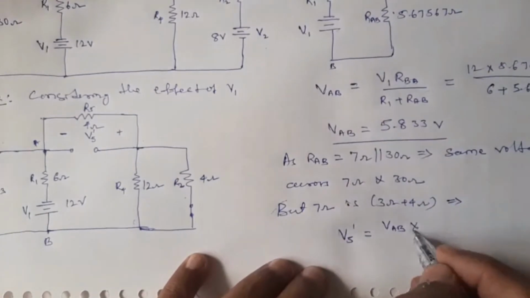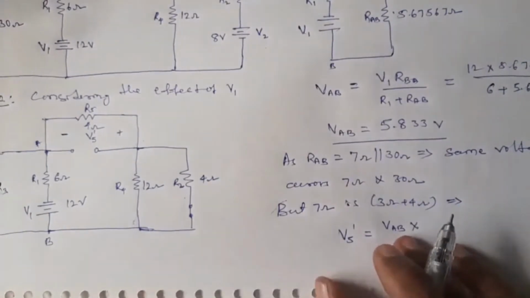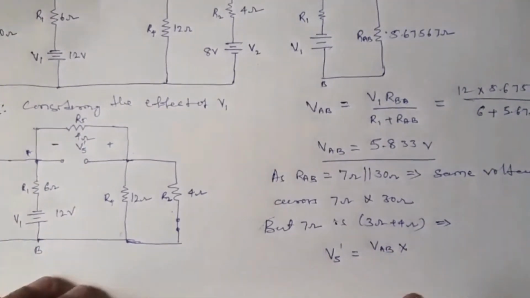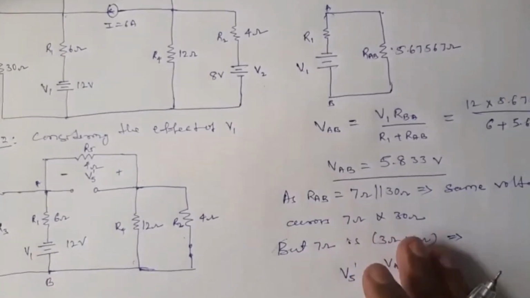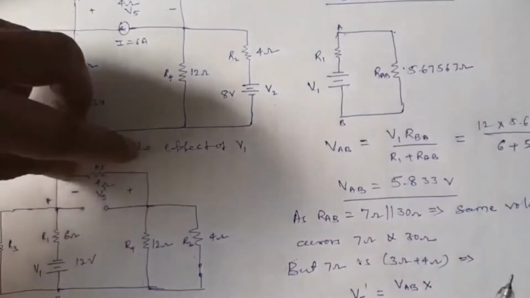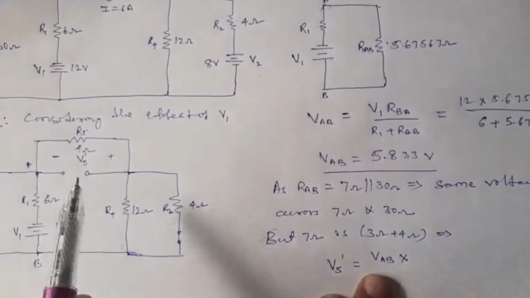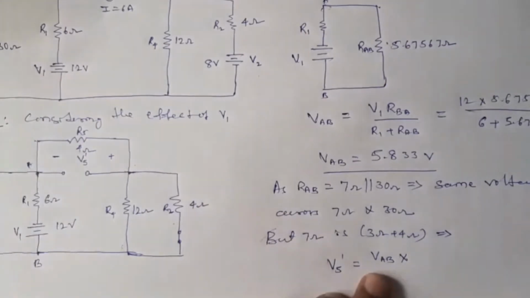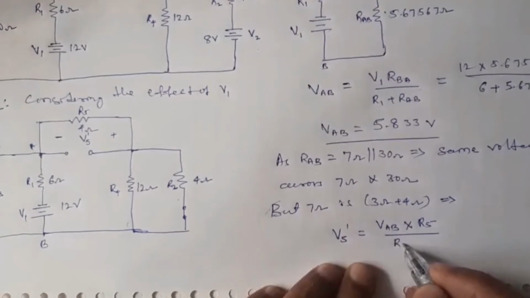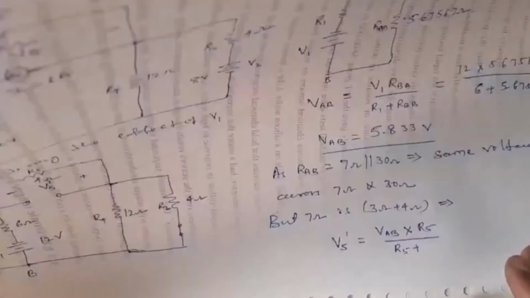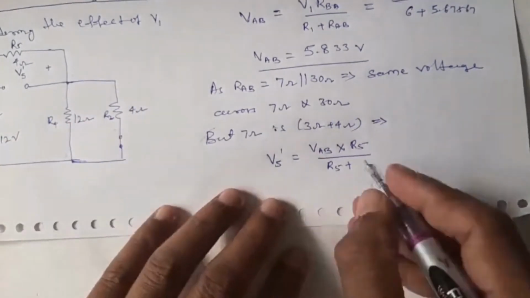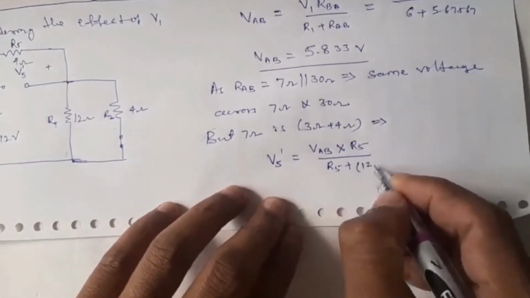into the resistance of the other branch. We are finding the voltage V5. This voltage is VAB, the main voltage, into the resistance of the branch, R5, divided by R5 plus R. The other resistance is the parallel combination of these two, which is 3 ohm, but I'll write 12 ohm parallel with 4 ohm.